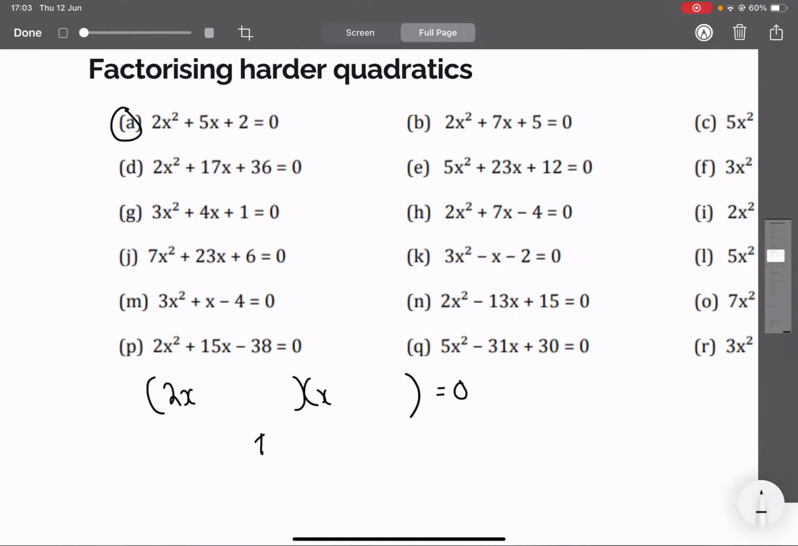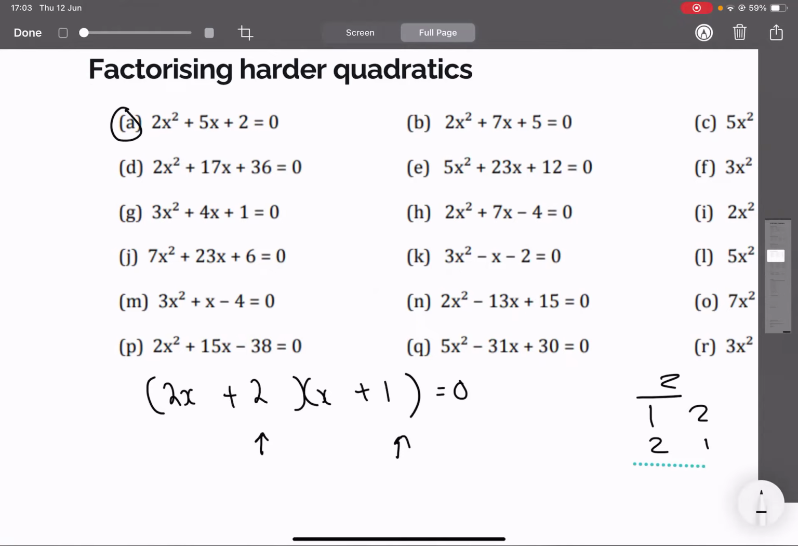For the number that goes here and here, you need two numbers that multiply to 2. So what are all the different numbers that multiply to make 2? 1, 2, and 2, 1. So I have a 50-50 chance of getting it right. I can put 2 here and 1 here, or 1 here and 2 here. What do you want to go with as a guess? 2 at the first one, 1 in the second.